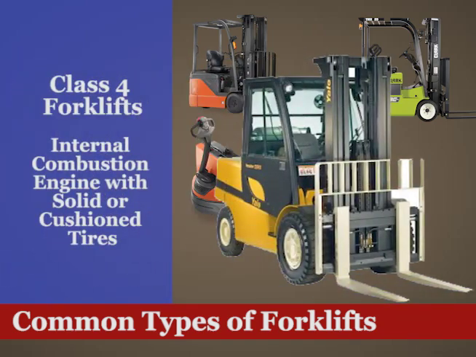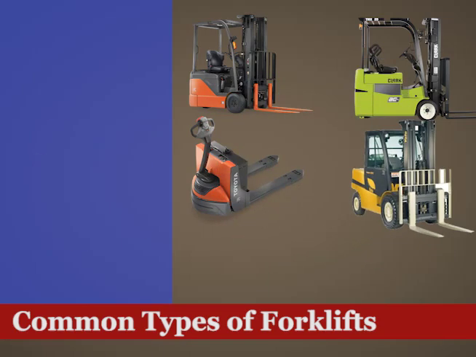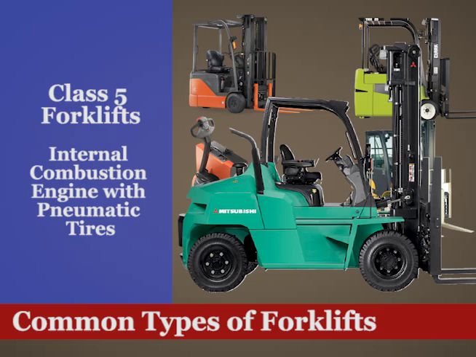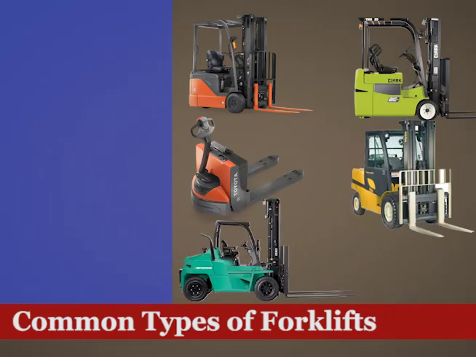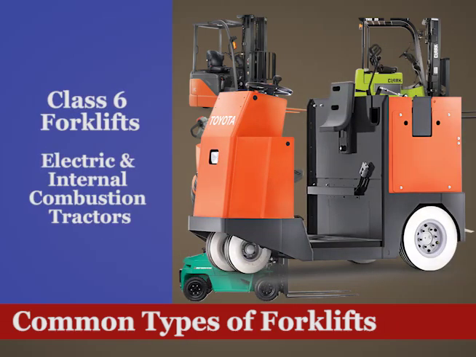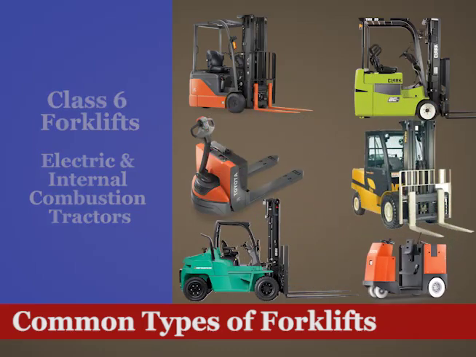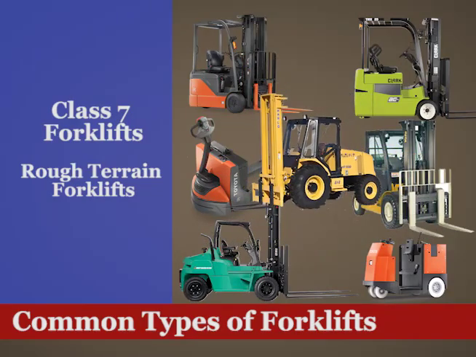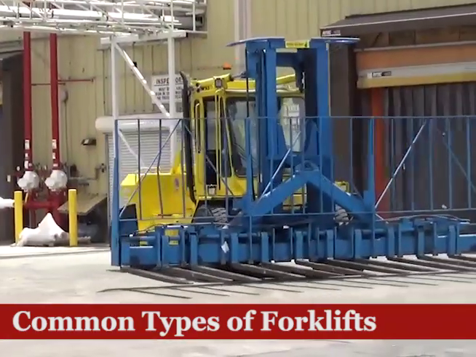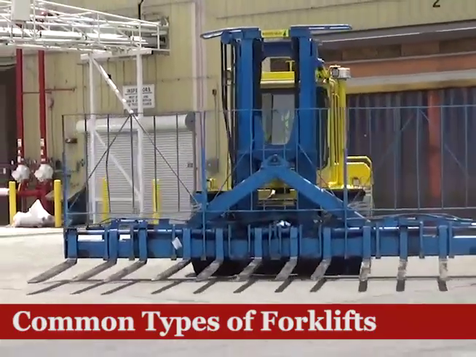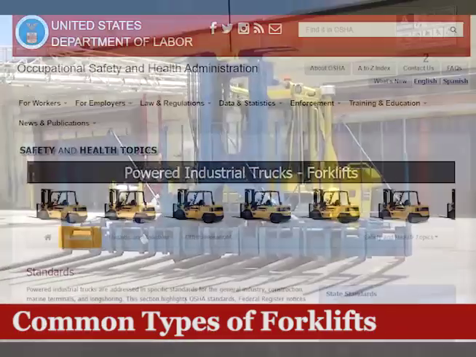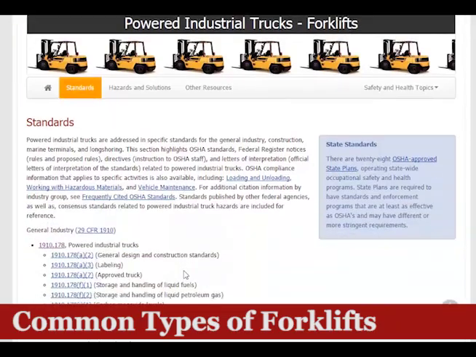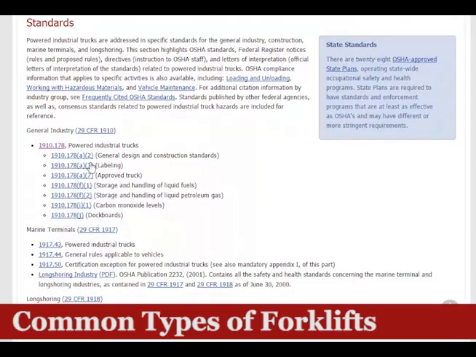Class 4 is the internal combustion engine forklifts, with solid, or cushion tires. Class 5 forklifts have internal combustion engines with pneumatic tires. Electric and internal combustion tractors are Class 6 forklifts. Class 7 forklifts are rough terrain forklifts, which are frequently found on construction sites. You don't need to memorize each type, but you should know the classification of the vehicle that you will be operating. Some rules and regulations are broken down by classifications, so this information may be useful.